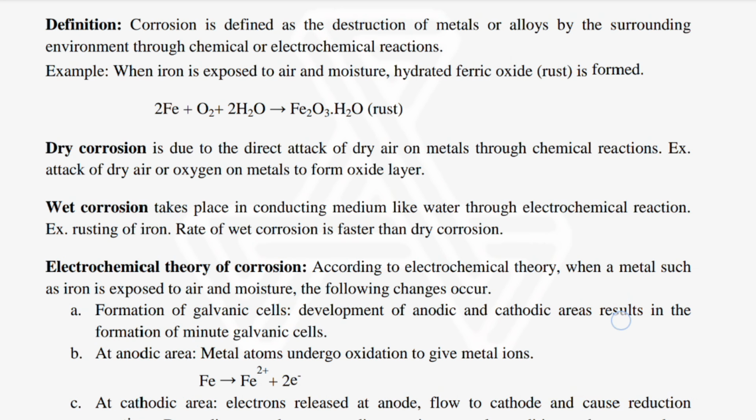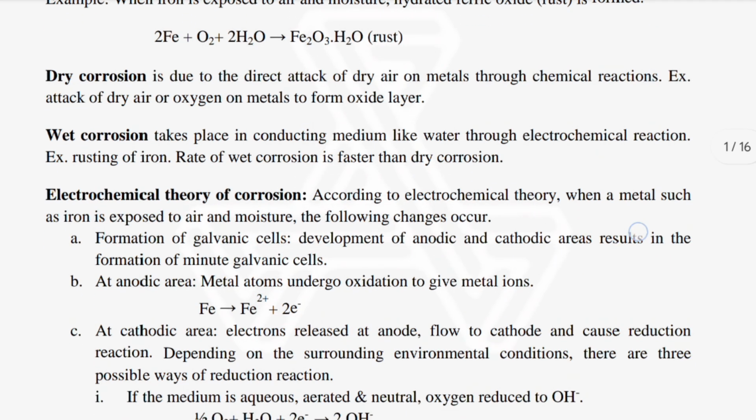Dry corrosion is due to the direct attack of dry air on metals through chemical reactions. Example: attack of dry air or oxygen on metals to form oxide layers. Wet corrosion takes place in a conducting medium like water through electrochemical reaction. Example: rusting of iron. The rate of wet corrosion is faster than dry corrosion.